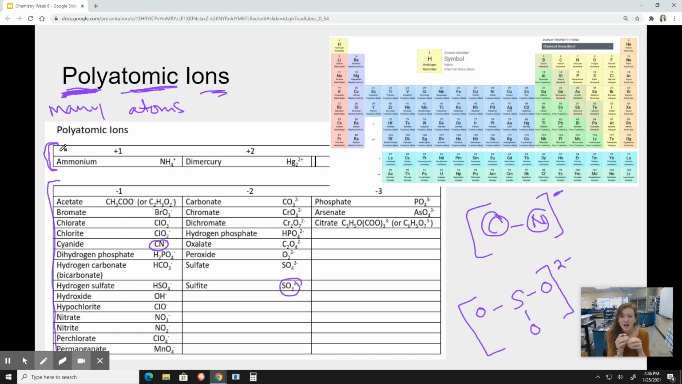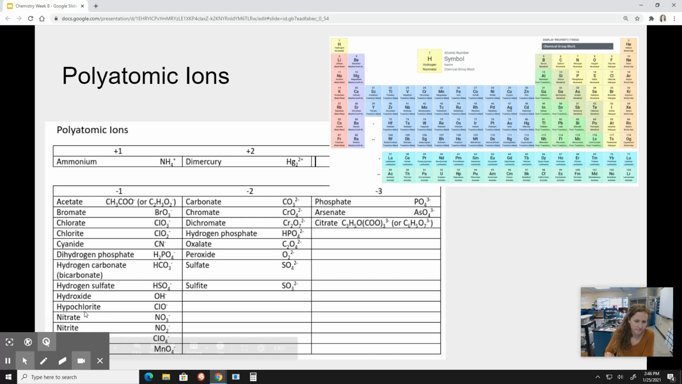The names are a little trickier. So let me point out a couple things about the names here. First of all, notice that a lot of them have similar endings. There's a lot of ates and a lot of ites. Ates and ites, ates and ites. There's only a couple that end in ide. Most of them end in ates and ites, and that's for a reason.